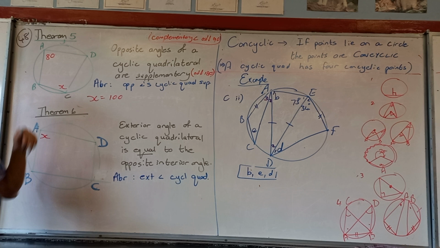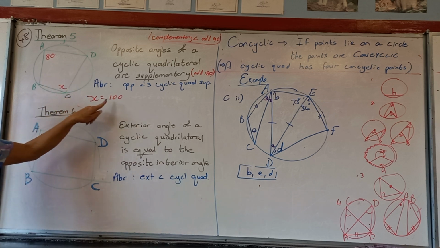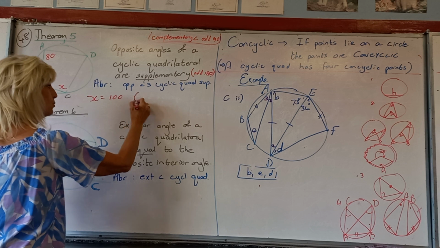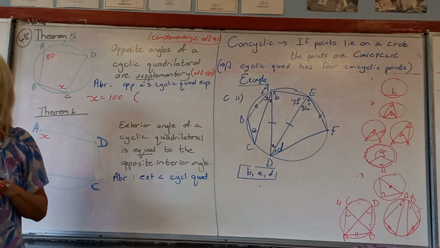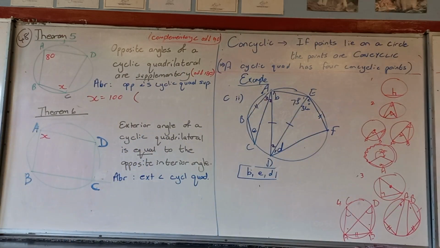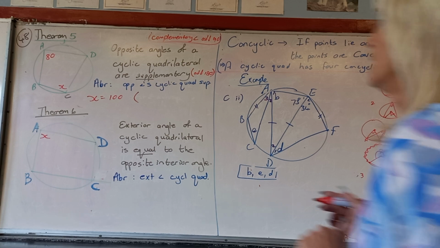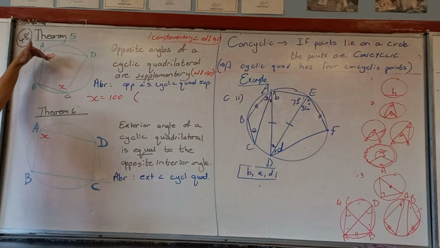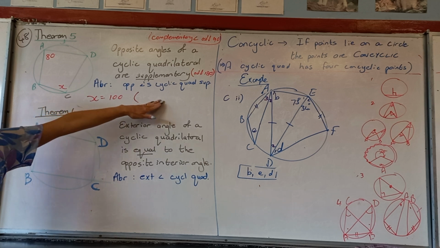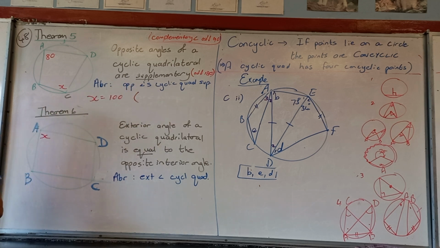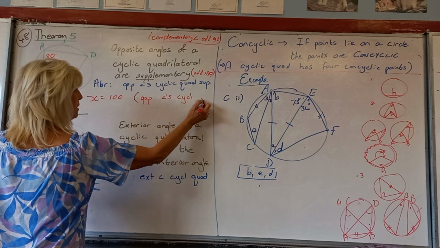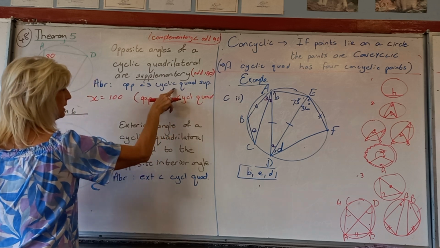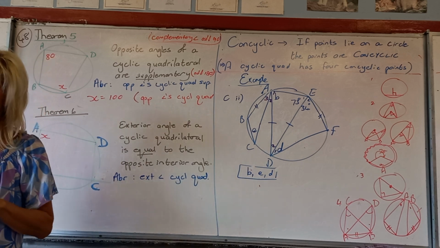So if I gave you this sum, it would be worth 2 marks. I'd ask you what x is, and you'd say it's 100. But your reason would be, and lucky for us, we do not write the whole thing. We just write the abbreviation. So if we figured out that x is equal to 100, the reason therefore is, luckily we don't have to say that whole long thing, we can just say opposite angles of a cyclic quad.